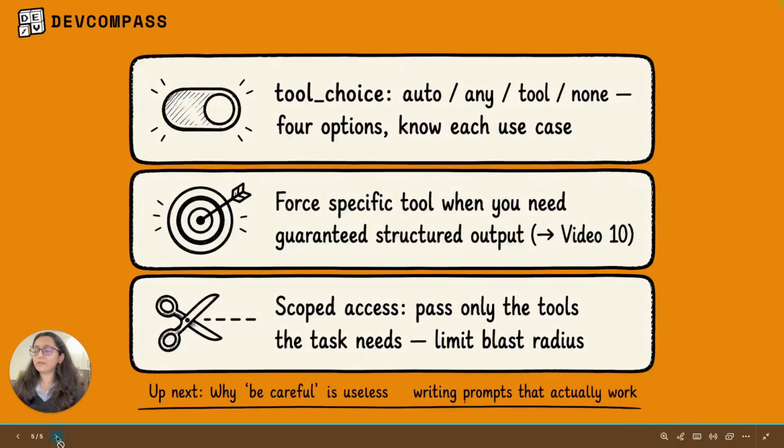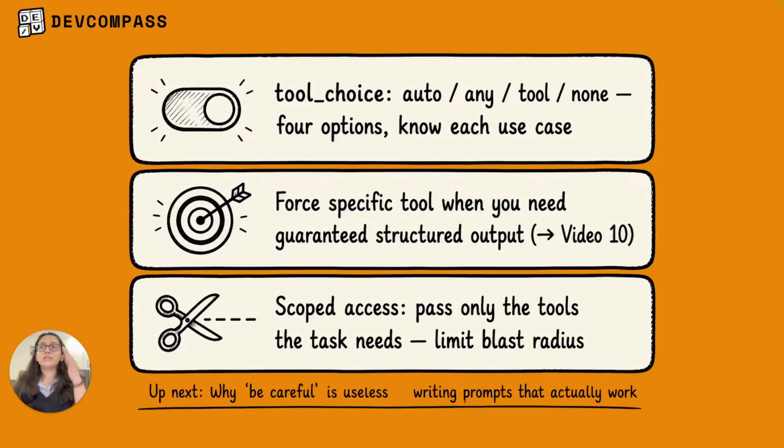That was all about scoped access in this video and tool choices. So we have already looked at tool choices, 4 of them: auto, any, tool, none, and know each of their use cases. Force a specific tool when you need, and also please guaranteed structured output, which we'll discuss more. And then is the scoped access. Pass only the tool that the task needs. It should never have all the toolkit access if it does not need it. So it needs to be limited.